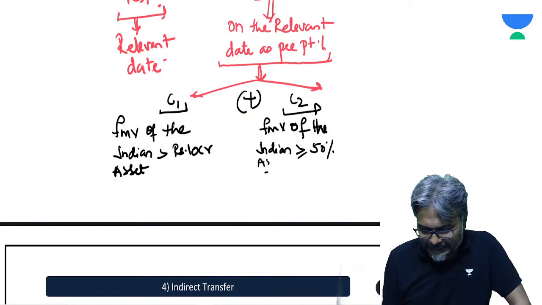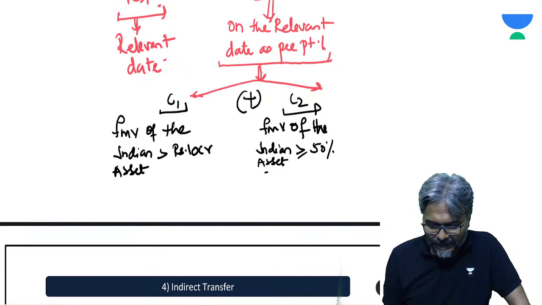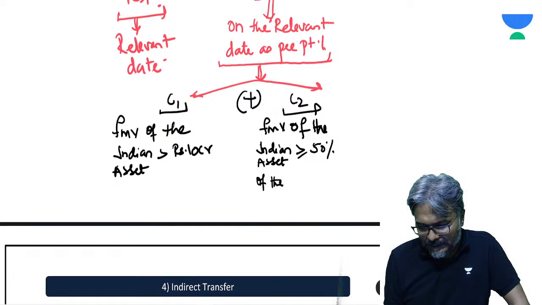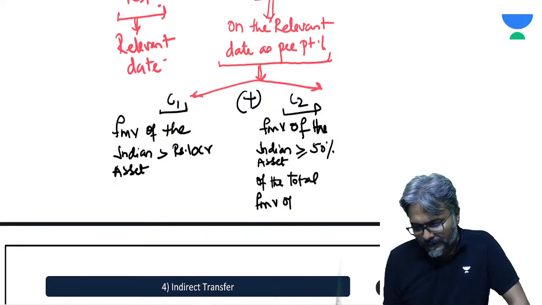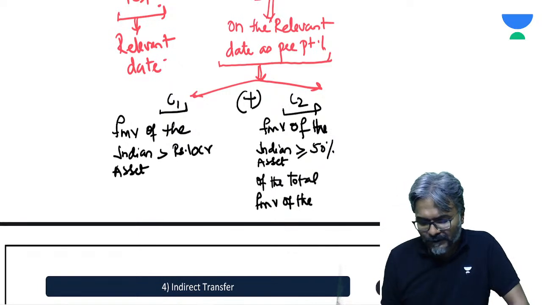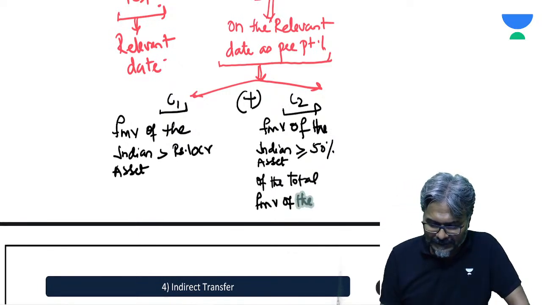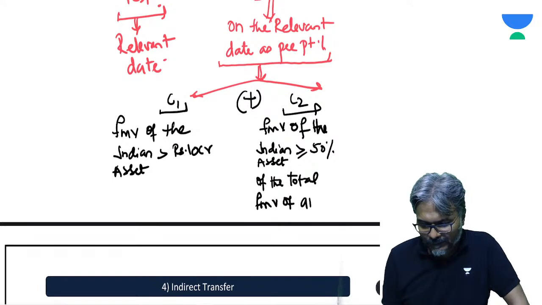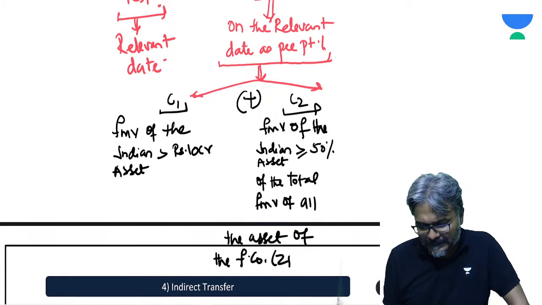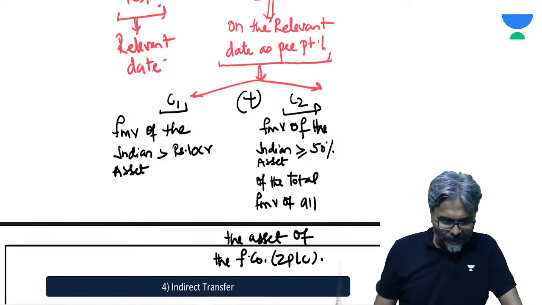The fair market value of the Indian asset is greater than or equal to 50% of the total fair market value of all the assets of the foreign company. Which foreign company? ZPLC.